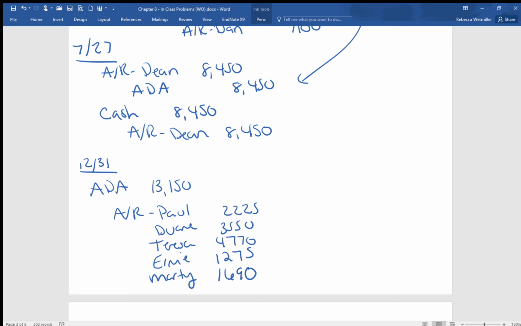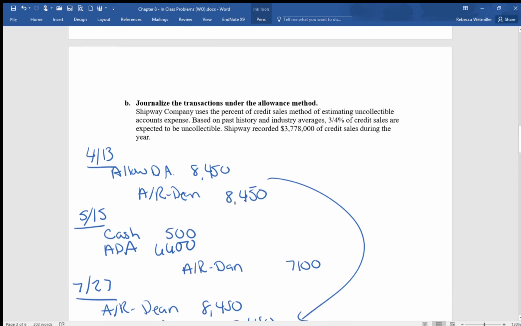Okay, and then we have another 12/31 where we need to record the year-end adjusting entry for uncollectible accounts. So this is where we actually record our bad debt expense. So we would have a debit to bad debt expense, and we have a credit to the allowance for doubtful accounts. And we need to figure out what number that is. And we figure that out by looking at the supplied information.